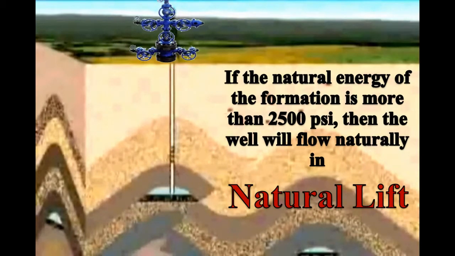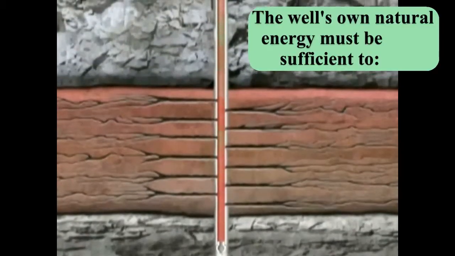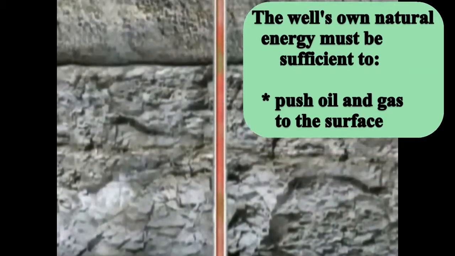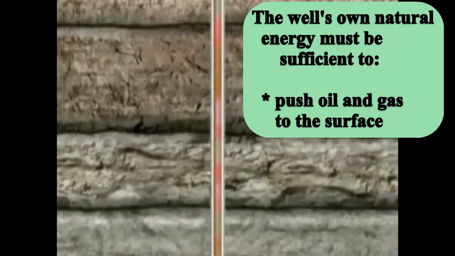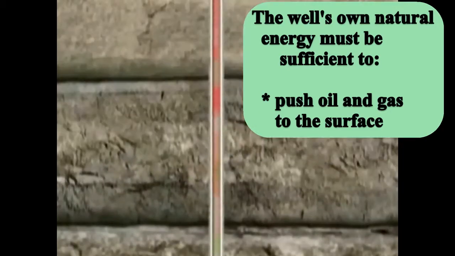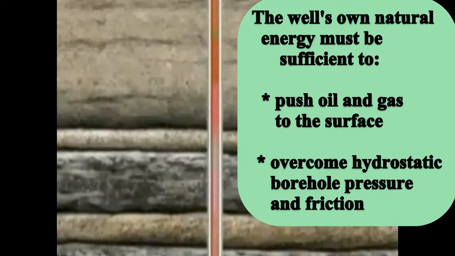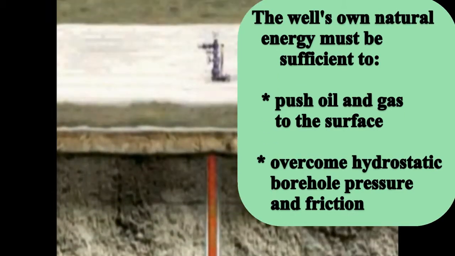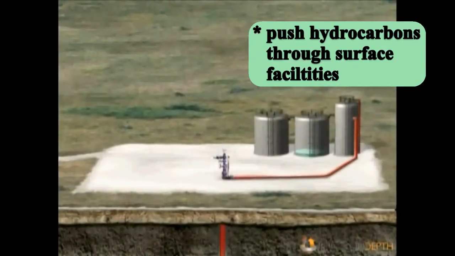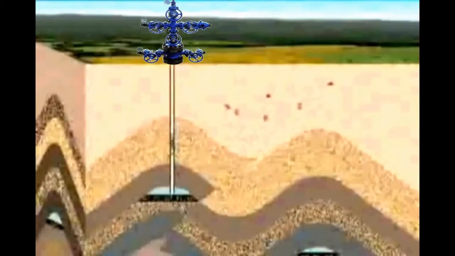Know that the well's own natural energy must be sufficient to not only push liquid and gas to the surface, it must also be enough so that the well's own natural lift can overcome the hydrostatic borehole pressure and the friction created by the hydrocarbons moving up the tubing to the surface. In addition, there must be sufficient energy to push these hydrocarbons through the surface facilities. Like I said, initial recovery usually relies on natural lift.